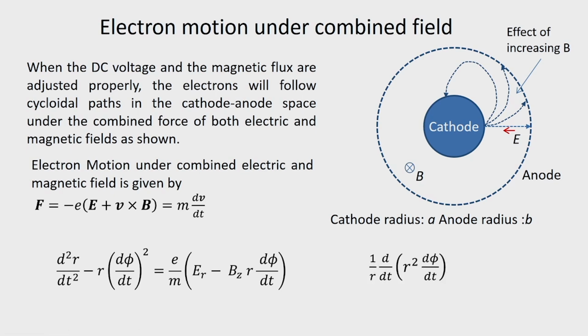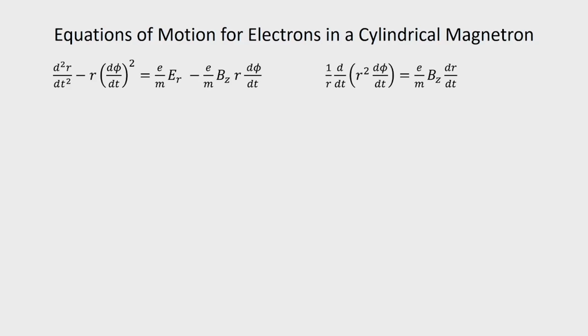and 1 by r d/dt of (r square d phi/dt) is equal to e by m B_z dr/dt. So, these two equations actually come from the discussion we did earlier separately for electric field and magnetic field. Now, we need to combine these terms so as to take into account the combined force that an electron experiences. So, this is the same set of equations.